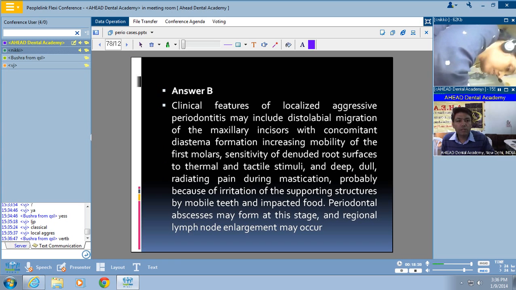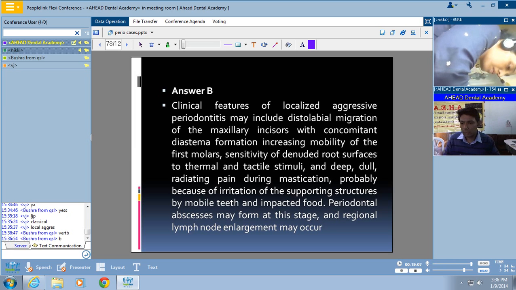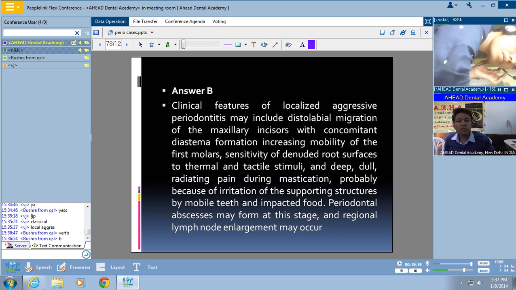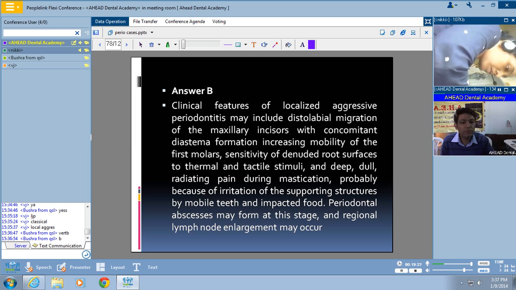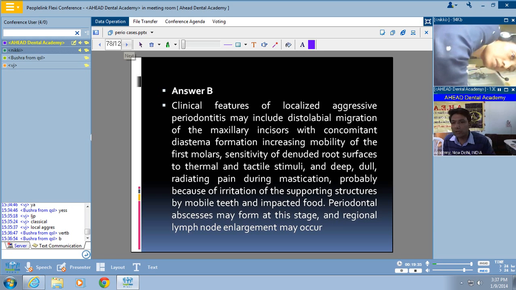Clinical features of localized aggressive periodontitis may include distolabial migration of the maxillary incisors with concomitant diastema formation, increasing mobility of the first molars, sensitivity of exposed root surfaces to thermal and tactile stimuli, and deep, dull, radiating pain during mastication, probably because of irritation of the supporting structures by mobile teeth and impacted food. Periodontal abscesses may form at this stage, and regional lymph node enlargement may occur. So these are basically the clinical signs, not very relevant. Just that whatever main features we have discussed are very important.